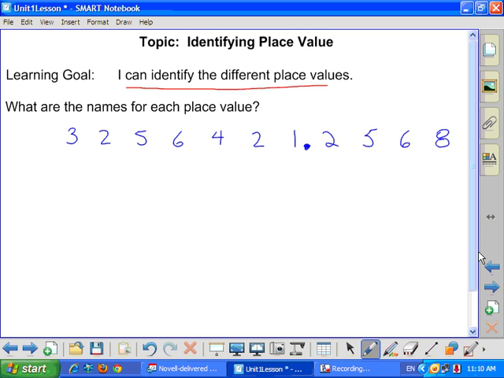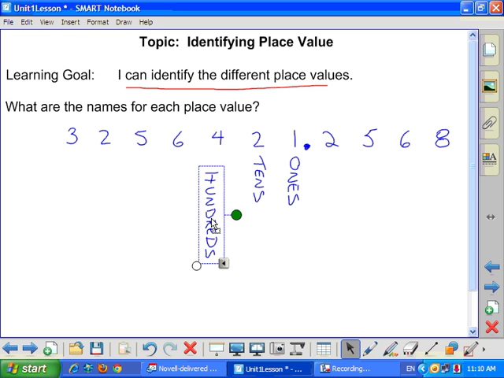So the first column is our ones column. The next one, when we move over to the 2, it's in what we call our tens column. After the tens column, we have our hundreds. Right now, everyone is starting to say, oh yeah, I remember this. This is easy, which is what I like to hear. Hundreds. Moving to the next one, we have thousands.